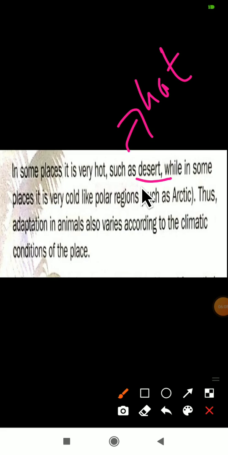While in some places it is very cold, like the polar regions, such as the Arctic. Thus, adaptation in animals also varies according to the climatic condition of the place. See, dear students, adaptation in animals varies according to the climatic condition of a place. Okay.